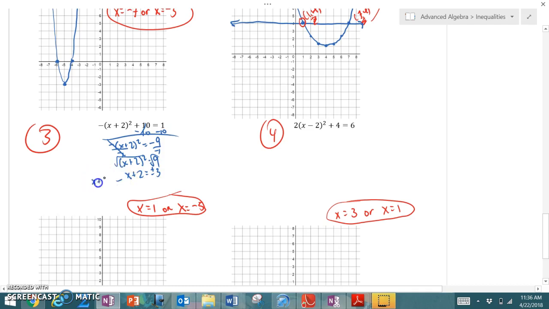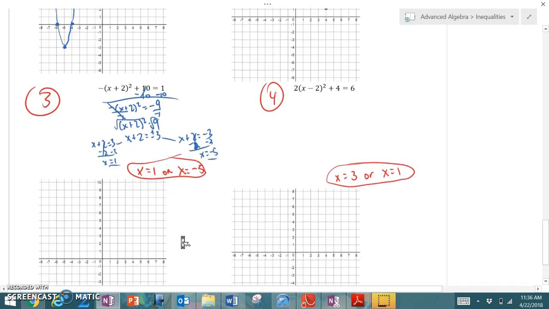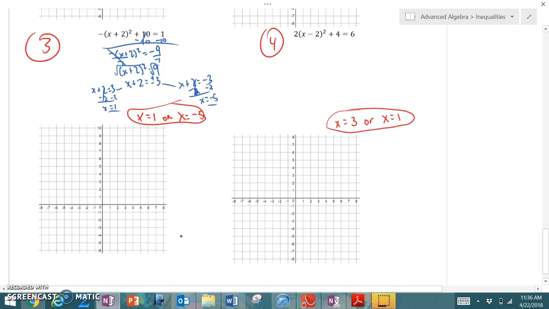If it was positive 3, I would subtract 2 and I get x equals 1. If it had been negative 3, I would subtract 2 and get x equals negative 5. So you can see I got the 1 or negative 5 like we had gotten. When I go to graph it, again, that horizontal line is at 1. My vertex would be at negative 2, positive 10. Go back 2, up 10.